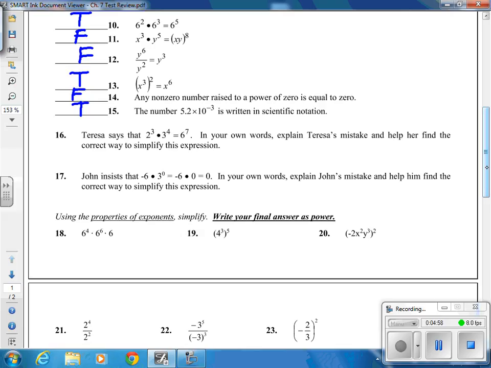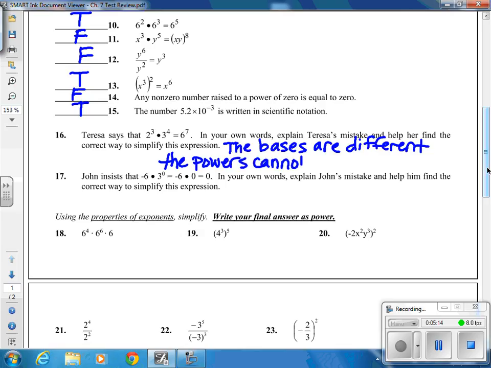Right? So what you should have somewhere in your answer is that because the bases are different, the powers cannot be combined. If the bases were the same, then we could have moved on and done a lot more with this problem. But because they are different, I don't need to know what the real answer is supposed to be. Just know that it is not 6 to the 7th power.